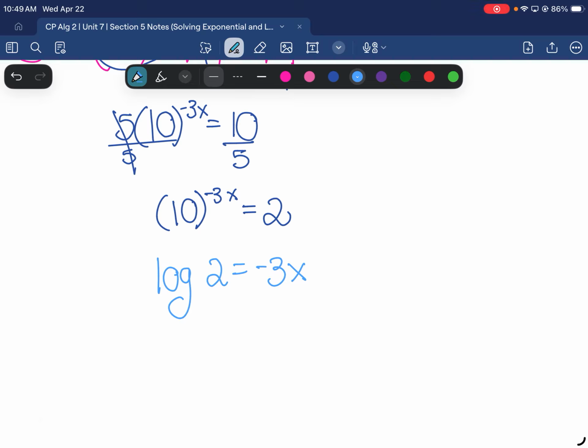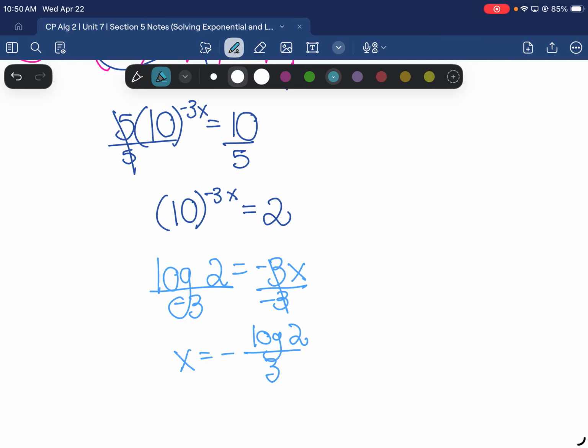Okay, what's the last step to get x by itself? Divide by a negative 3. Good job. Now remember, I don't like negatives in my denominator. So if you bring the negative out to the front and write negative common log of 2 over 3, that is your exact answer. You're done with the solving of it.